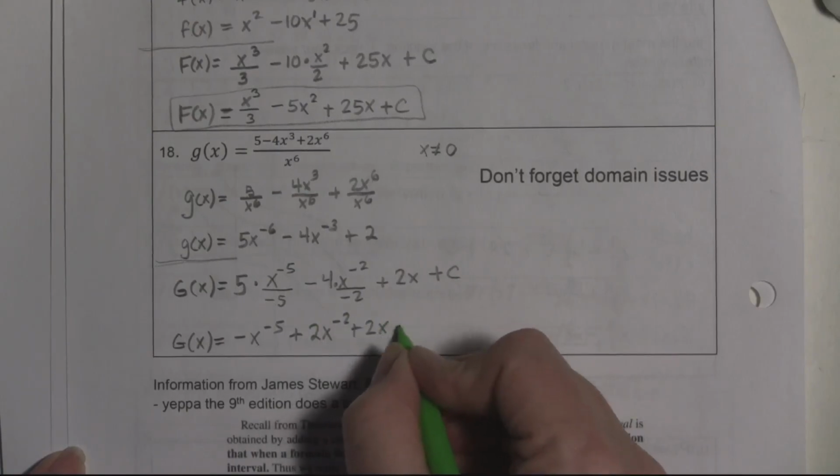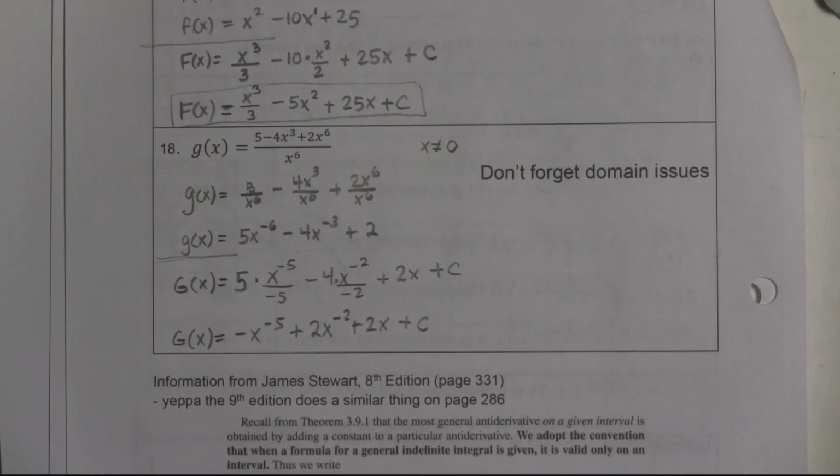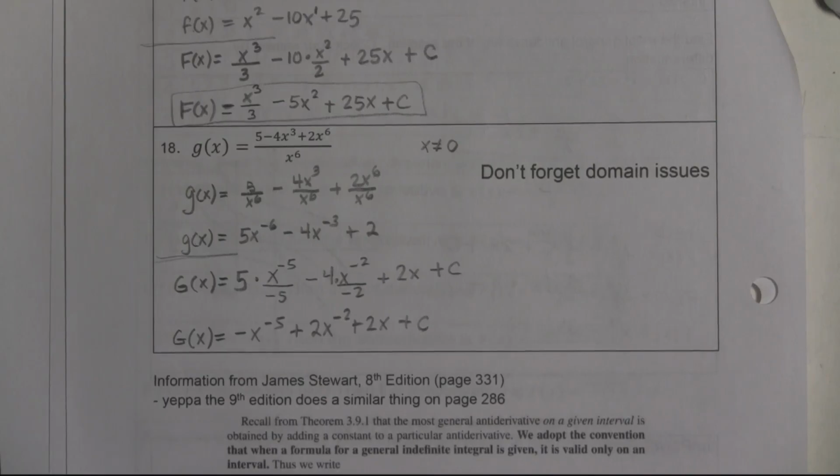A negative and a negative is a positive, and 2 and 4 make 2, x to the negative 2, plus 2x plus C. And I guess if I wanted to, I could write that as 1 divided by x to the fifth, and 2 divided by x to the second. I could do that, and it's not necessary. But this is where the book is just a little bit awkward, and then doesn't do it consistently.